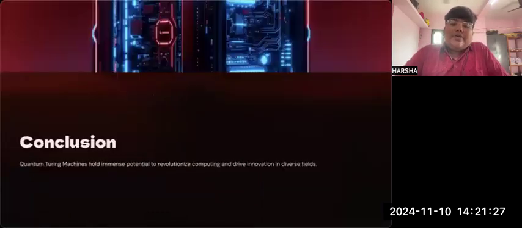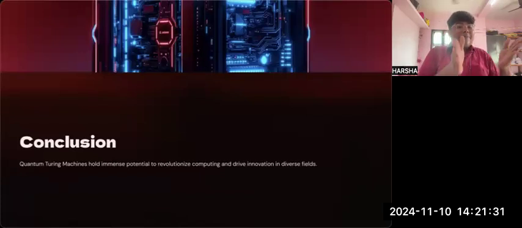To sum it up, Turing machines help us understand the basics of computation, while quantum computing opens up new possibilities. Quantum Turing machines combine these ideas, giving us a tool to imagine what the future of computing could look like.